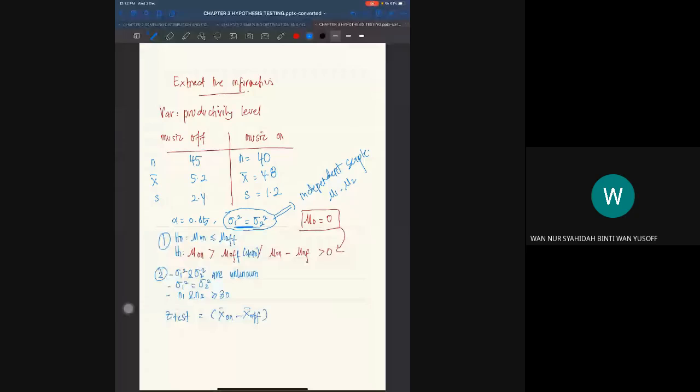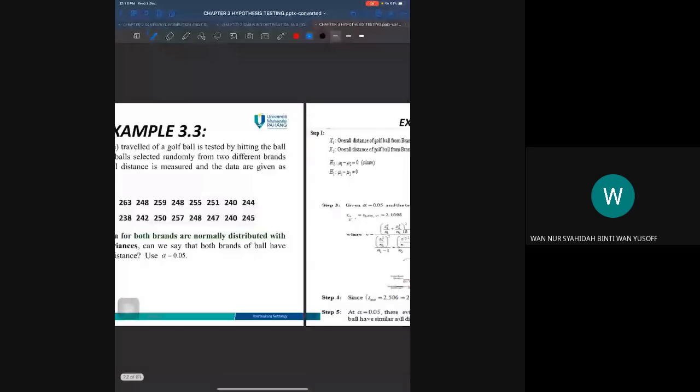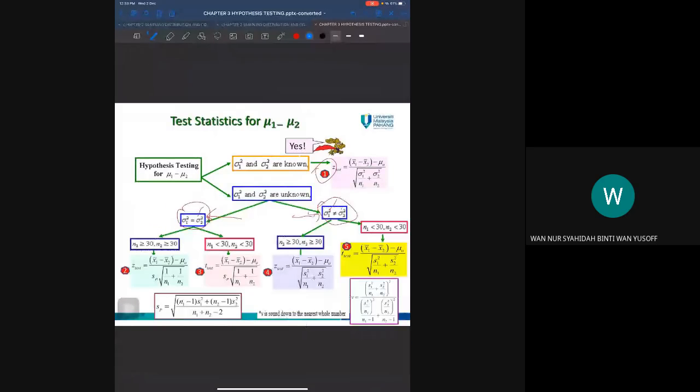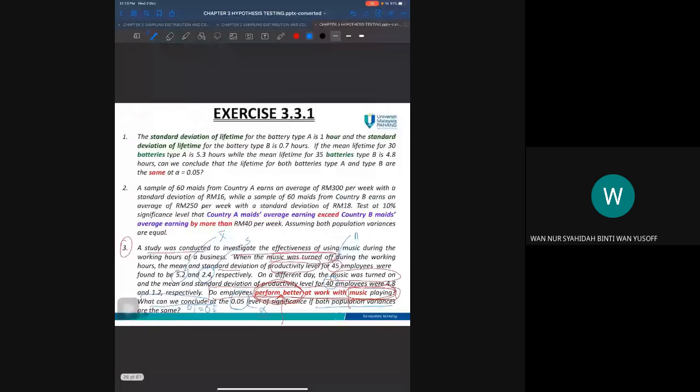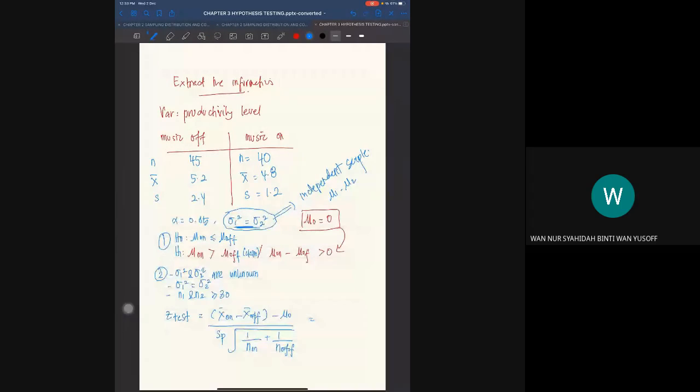minus mu naught. Then you have the Sp, over the square root of 1 over n on plus 1 over n off. Is this formula correct? Let me check. Okay, so you have to find your Sp first and then substitute here, then get your Z test.